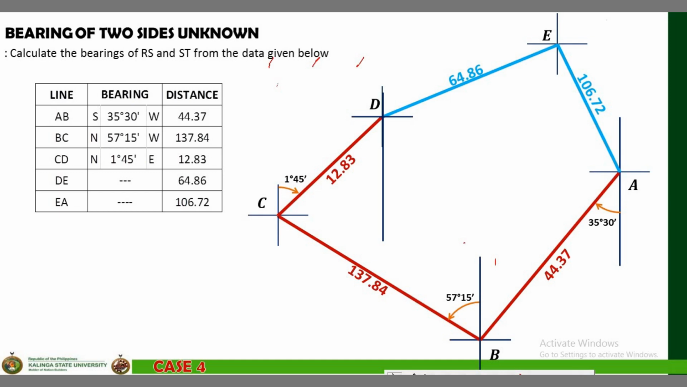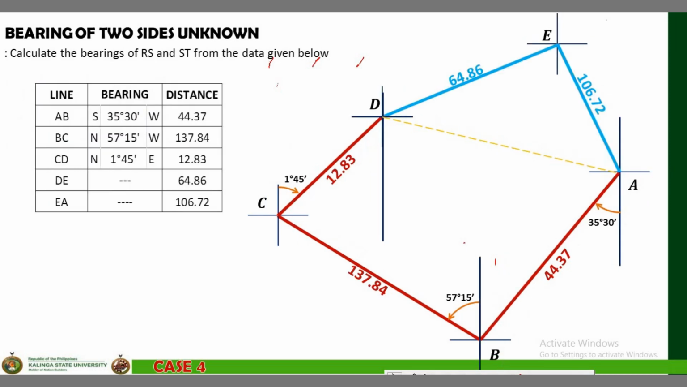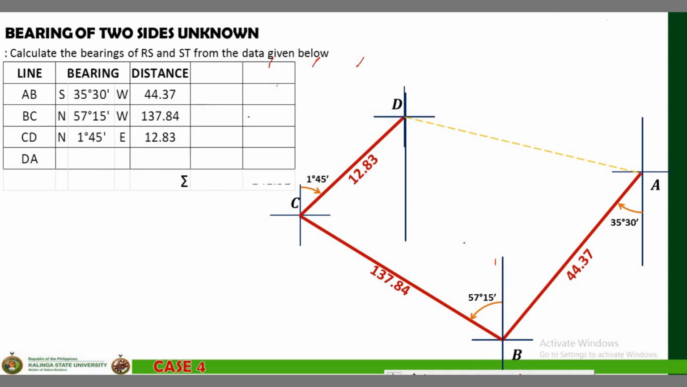So, for this traverse, A, B, C, D have complete data. Again, I need to close this one, so I add the line DA. Then, if you notice, with DA added, this is the same as what we did under case 1. So under case 1, we first need to solve the latitudes.